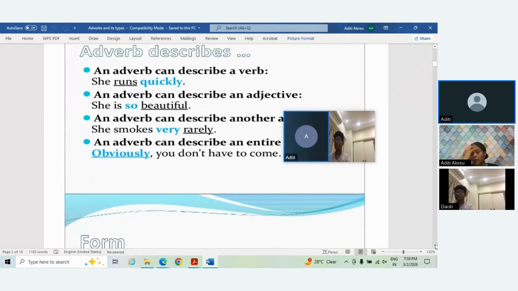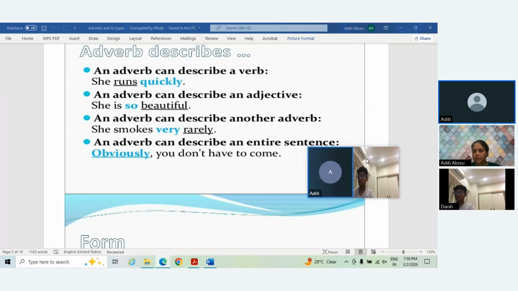These are the sentences where adverbs describe different parts of speech. So if you can understand this, Darsh, you will be able to easily identify an adverb in a sentence. Pay attention to this part, because when they ask you to identify the adverb from a passage, this is what you have to know first.